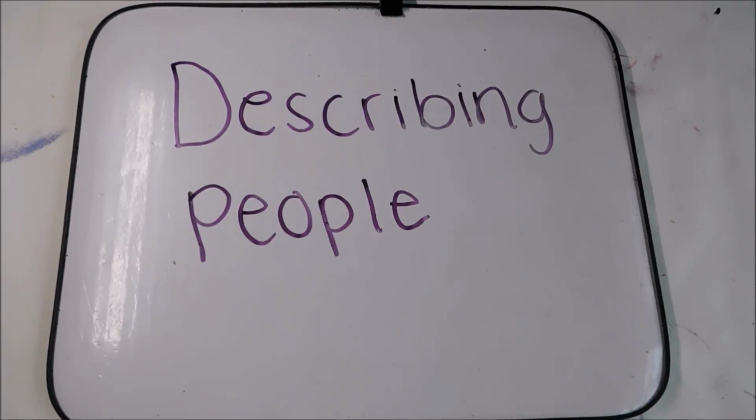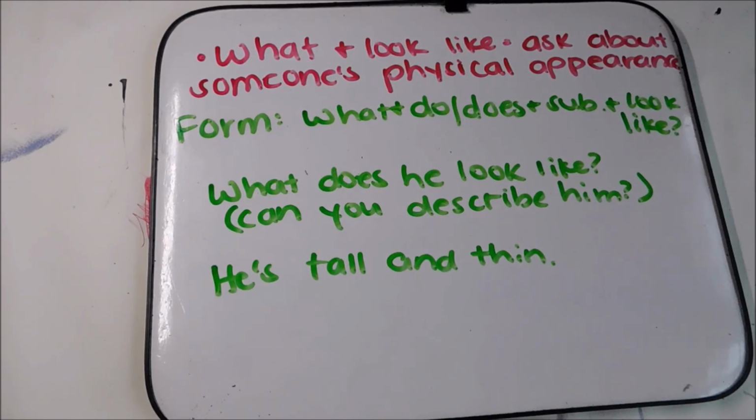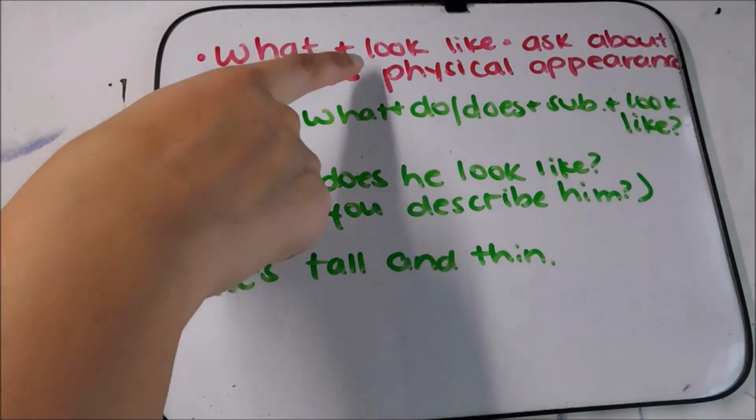Today we're going to talk about how to describe people. Now we're going to get into some questions. The first one is to ask about somebody's physical appearance. And the action that we use to talk about this or ask about this is look like.